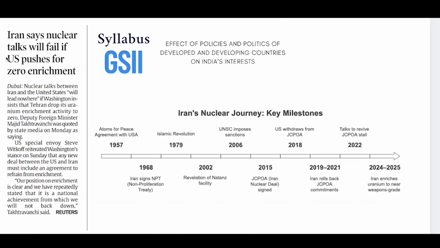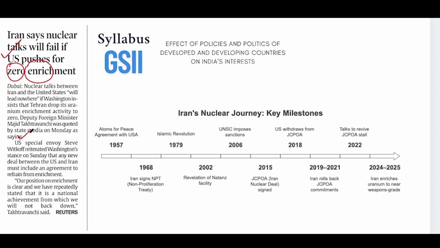Up next is an article on the Iran nuclear deal. Iran says nuclear talks will fail if the US pushes for zero enrichment. Now there are too many technical terms involved in what seemingly looks like a very small article, where nuclear talks between Iran and the United States will lead nowhere if Washington insists that Tehran drop its uranium enrichment activity to zero. The Deputy Foreign Minister of Iran was quoted by state media on Monday as saying this.